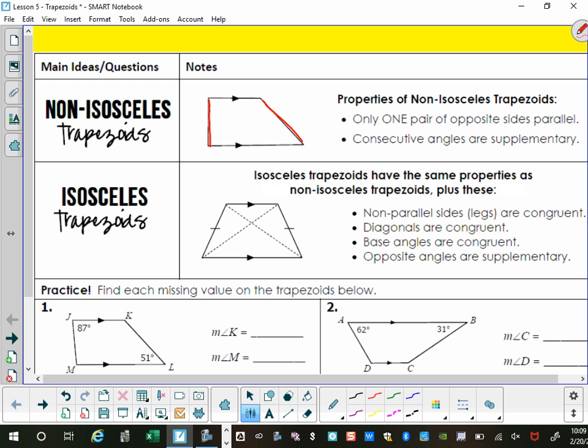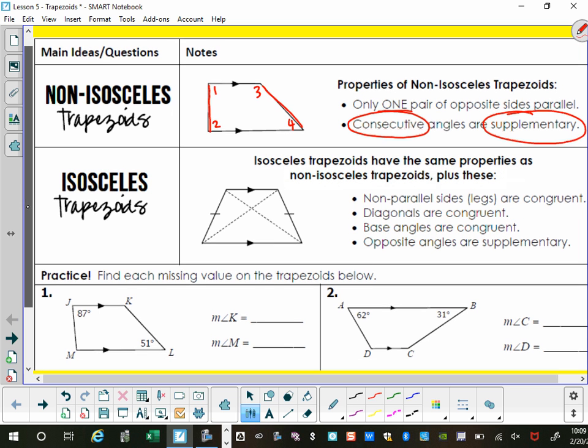Consecutive angles are supplementary. What does this word mean? Yep, two angles equal to 180. This consecutive word, what does that mean? Okay, so you will hear me say a lot today, consecutive. I don't say that word, I say same side. So that means angle 1 and angle 2, both of those angles will equal 180. Angle 3 and angle 4, both of those angles will equal 180. So when it says consecutive angles are supplementary, that means same side angles equal 180.